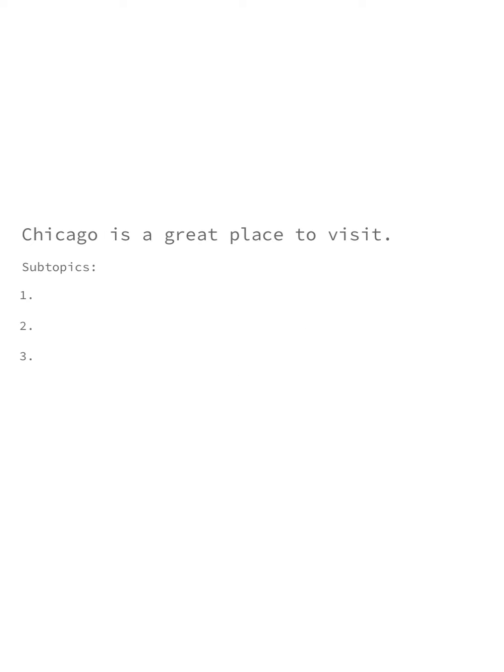So for example, if we did Chicago is a great place to visit, my 3 subtopics are going to be 3 things that make it a great place to visit. If my thesis is Chicago is a dangerous city, I need 3 different reasons why it's a dangerous city. If I did Chicago as a noisy city, I need 3 different subtopics that prove that it's a noisy city.